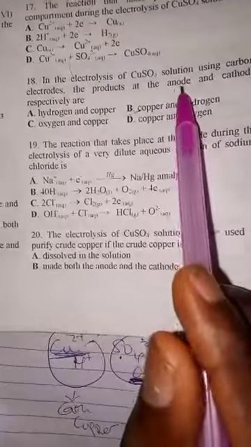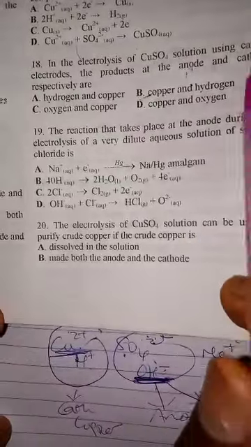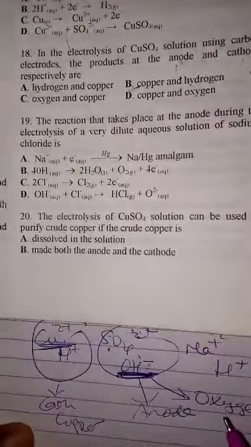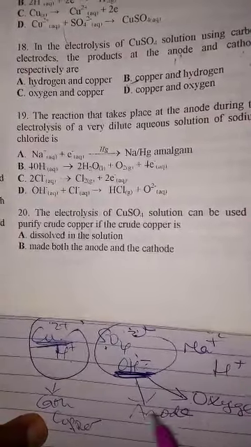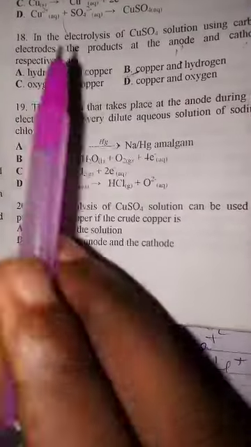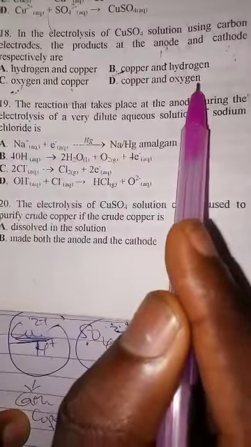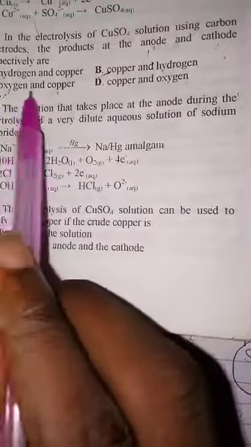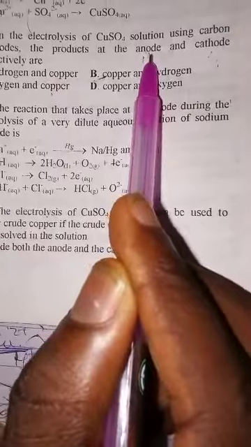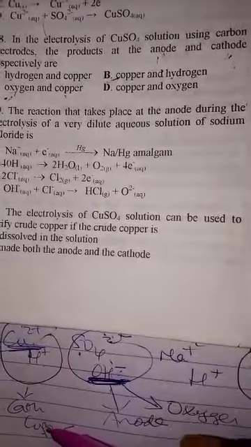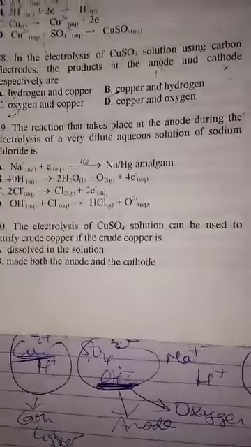They said the product at the anode and cathode, not at the cathode and anode. Anode is what? Oxygen. Cathode is what? Copper. So your answer is oxygen and copper. It's not copper and oxygen, because they ask for anode first. So your anode is oxygen. Your cathode is copper. So let's move on.